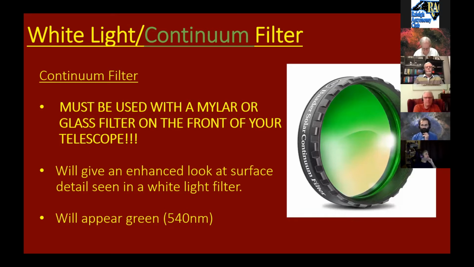Now the Baader solar continuum filter is pretty dark. So if you use this and want to look at it visually, you won't need a polarizing filter with it, nor if you want to image the sun with your camera through the Herschel wedge or the Mylar filter on the front of the telescope. You won't need the polarizing filter for it either. But anyway, that's what that looks like, and we'll look at some examples of that later.